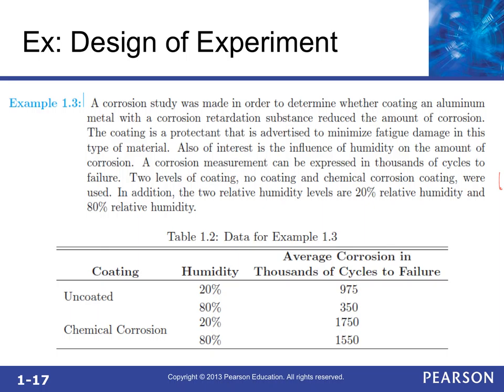Let's take a look at this example. A corrosion study was made in order to determine whether coating aluminum metal with a corrosion retardation substance reduced the amount of corrosion. So in this case, this is an untreated aluminum metal, and this is a treated aluminum metal with the corrosion retardation. So we change the conditions and we examine the corrosion ratio.